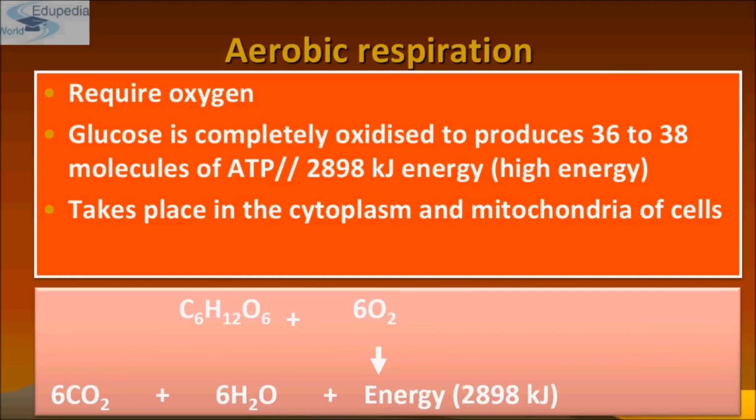Aerobic respiration, as the name suggests, requires oxygen. Glucose, which is the main substrate of respiration, is completely oxidized to produce 36 to 38 molecules of ATP, and around 2898 kilojoule, which is a very high energy, is released. It takes place in the cytoplasm and the mitochondria of cells. As you can see, glucose, when it gets combined with oxygen, produces carbon dioxide, water, and energy, around 2898 kilojoule, which is a very high energy.